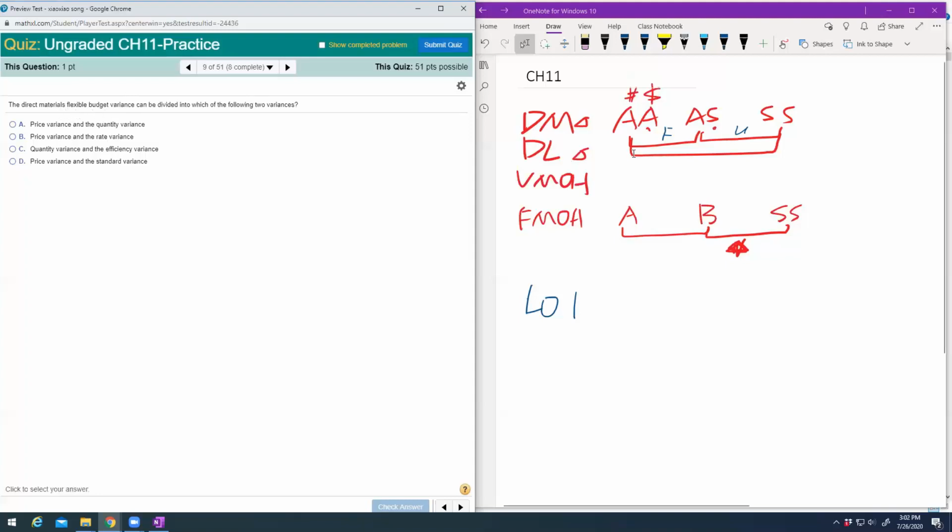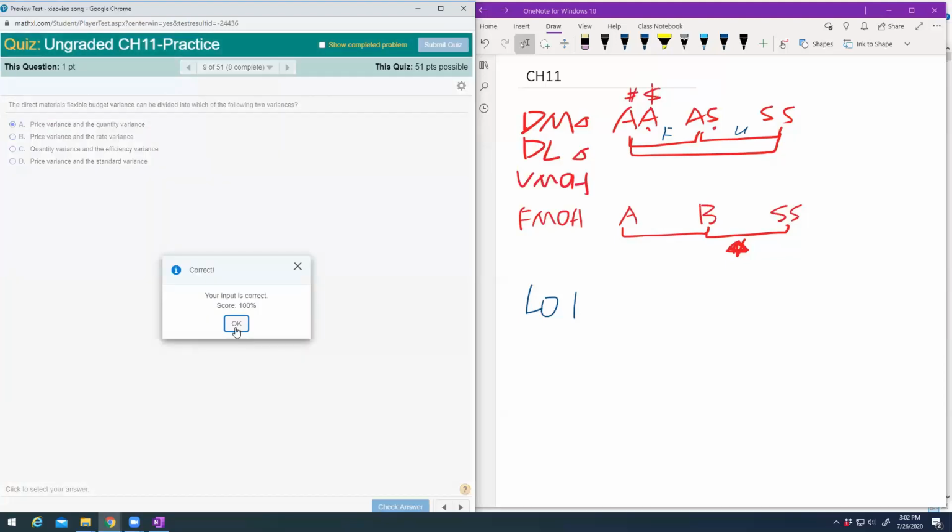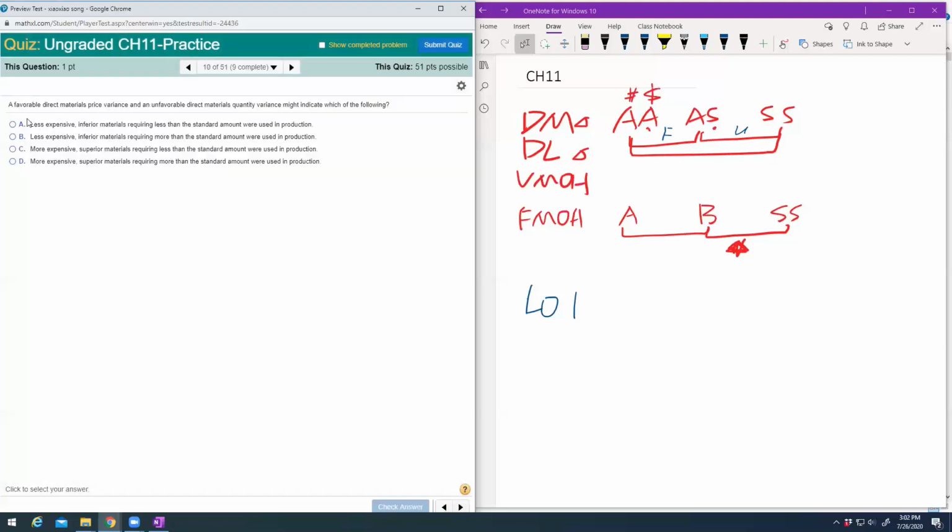Okay, flexible. We just talk about that, right? We said flexible budget variance can be divided into price and quantity variance, right? Next one, a favorable direct material price variance, unfavorable direct material quantity variance. That's just your textbook example. We just talked about that. You purchase lower quality, so it's cheaper but lower quality. Less expensive. Inferior material required less than the standard amount were used.